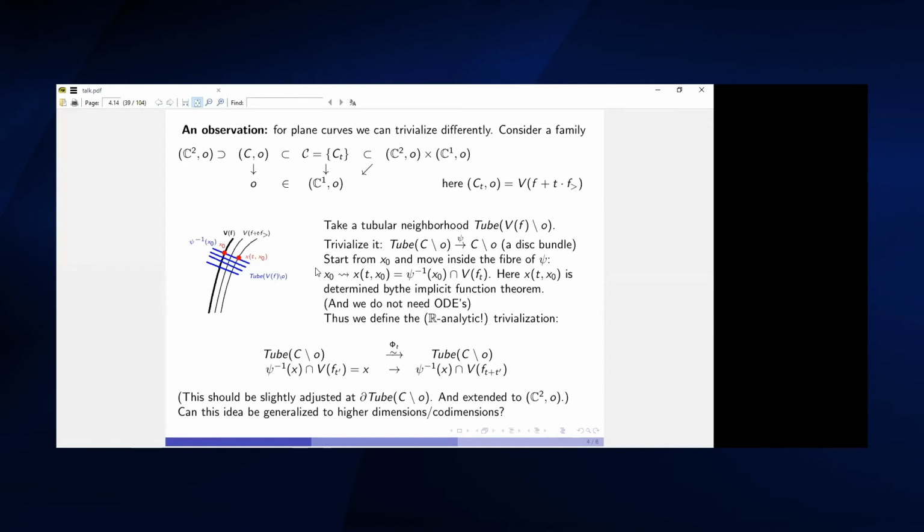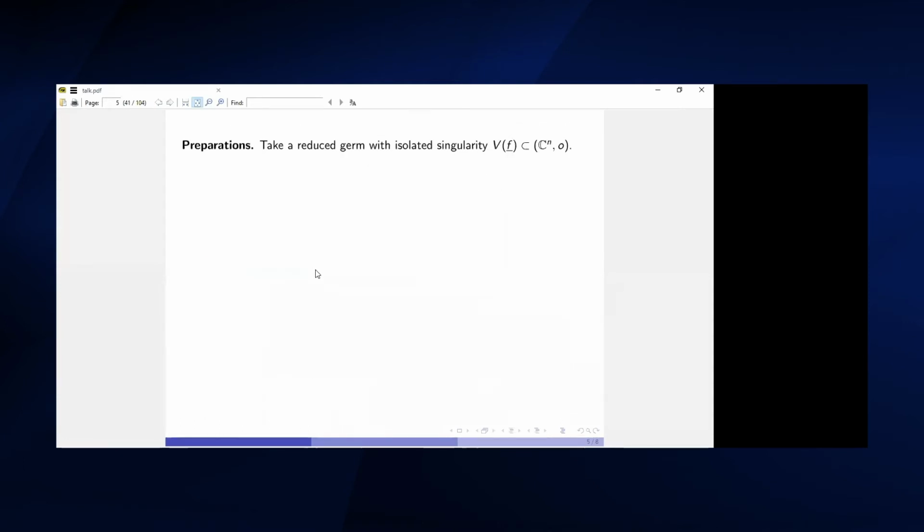And the answer is yes. So this is what I will speak about. Let's start with the preparations. So take a reduced germ with isolated singularity. Here it is. Now f is not just one equation, we have several equations, therefore I draw here the underline to emphasize that it is not a hypersurface. It is not necessarily a complete intersection, not necessarily pure dimensional, just a reduced germ, and the singularity is isolated.